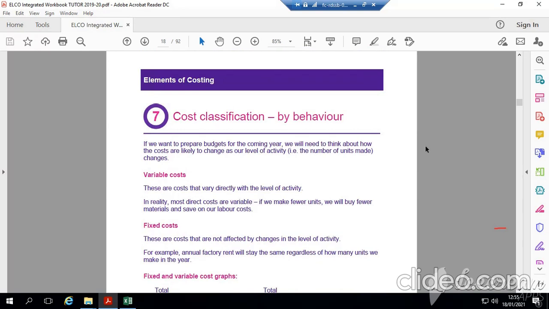is about the cost classifications by behavior. Whether the cost is going to be variable, fixed, or semi-variable cost. First of all, what is the variable cost? Variable cost is relating to production units. For example, if the number of production units increases, the variable cost increases.